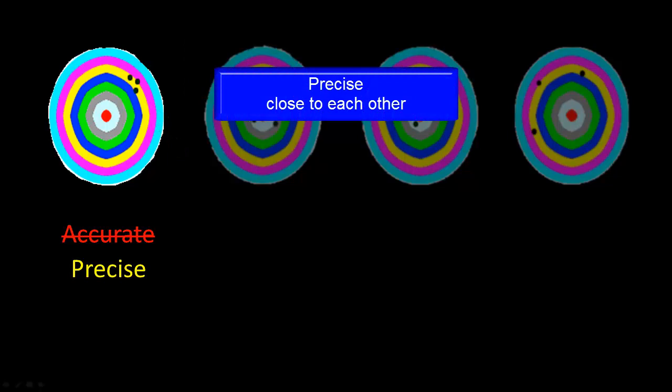Precision is how close your data points are to each other. Are these data points close to each other? Yes, so they would be considered precise.